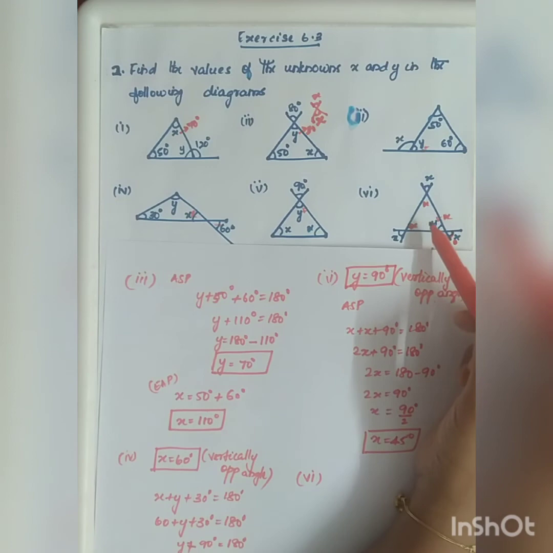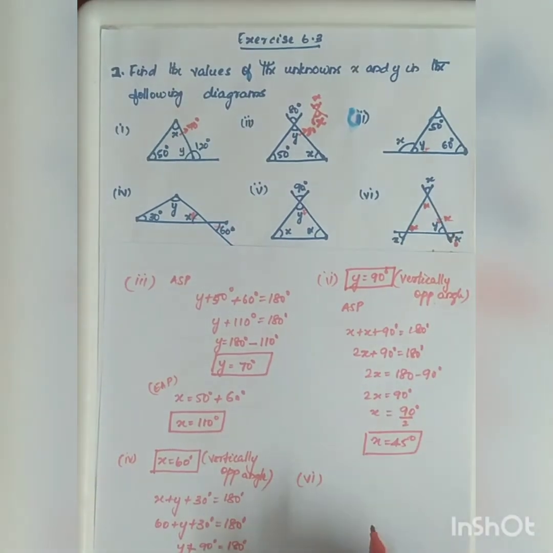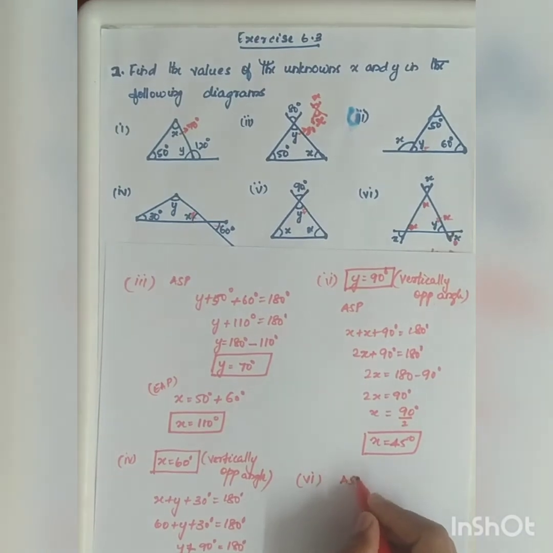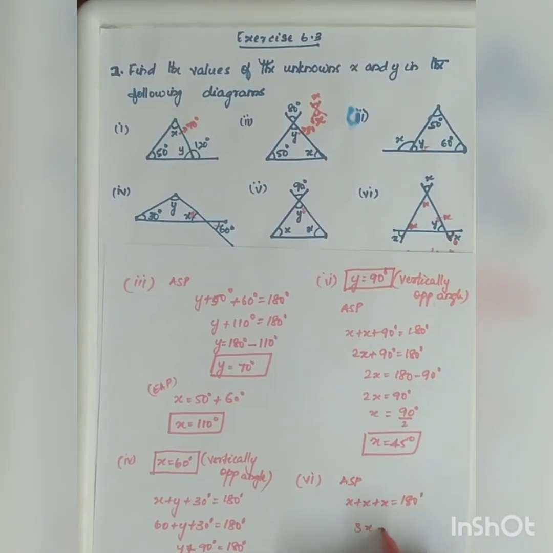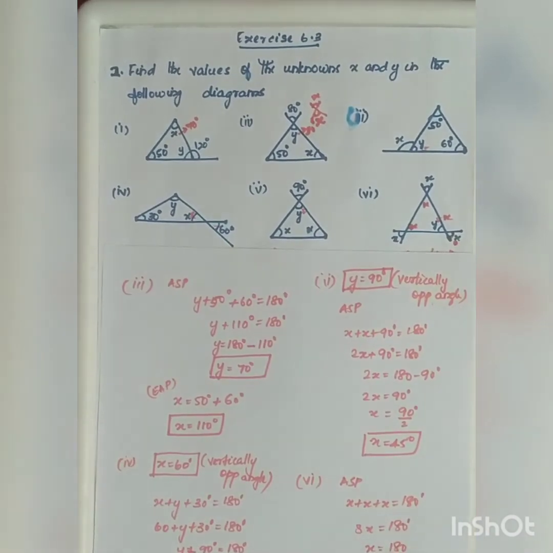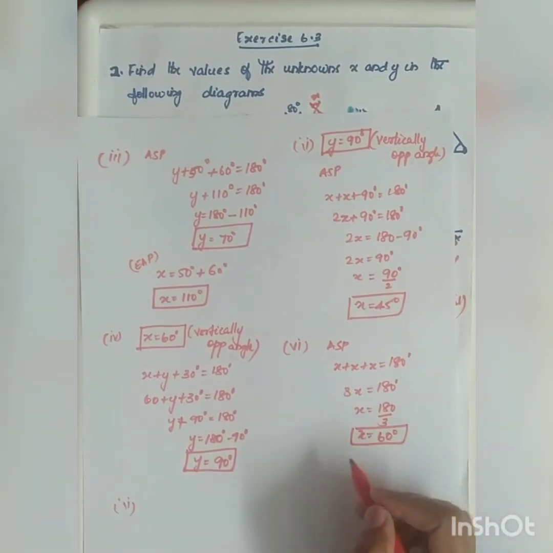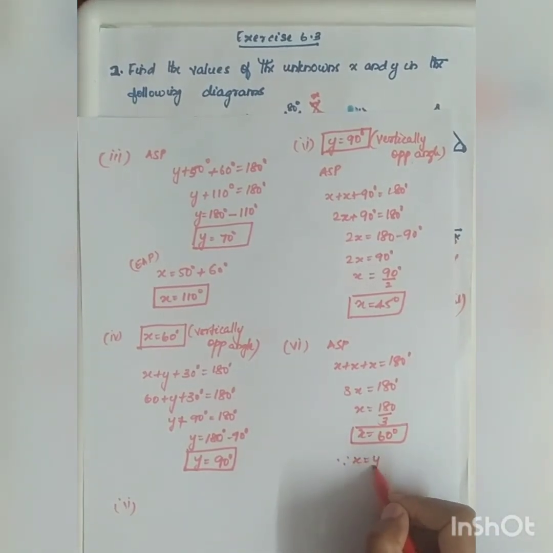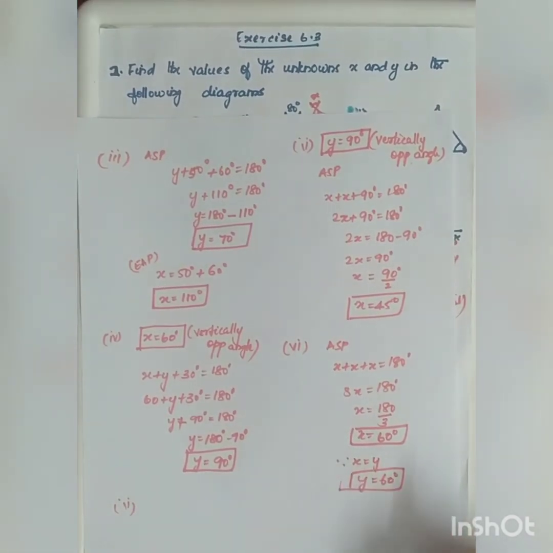Now it has turned out into a diagram of the previous problem 6.1, right? So if we apply angle sum property, x plus x plus x is equal to 180 degree. So 3x is equal to 180 degree. x is equal to 180 degree divided by 3. So we get x is equal to 60 degree. Since x is equal to y, we get y also will be equivalent to 60 degree.